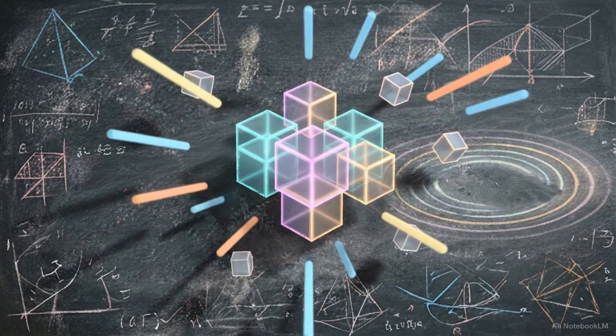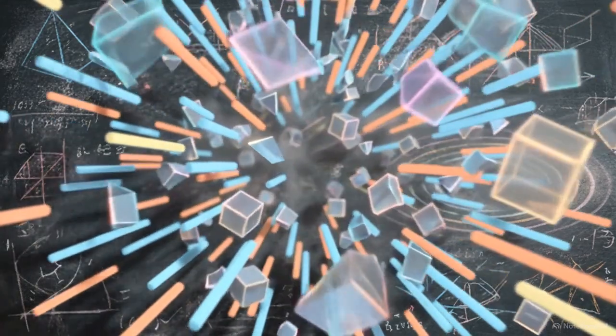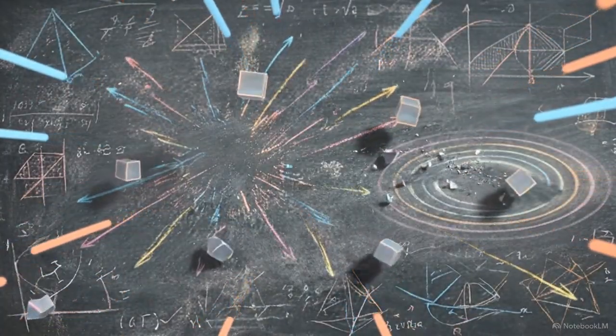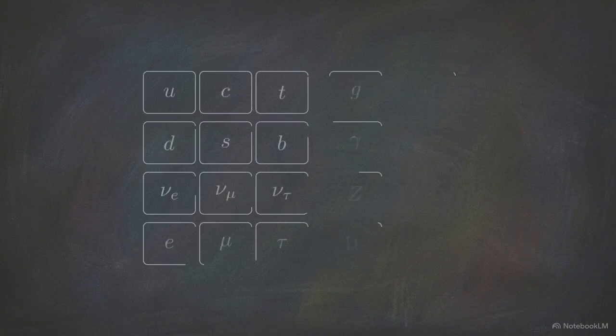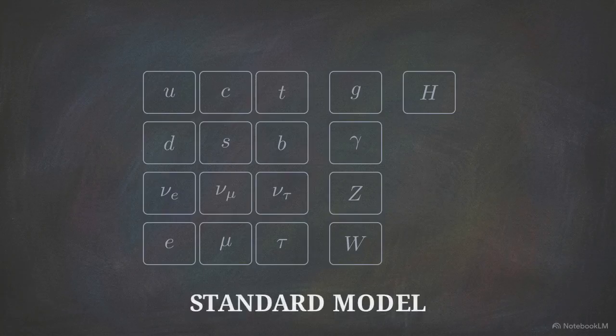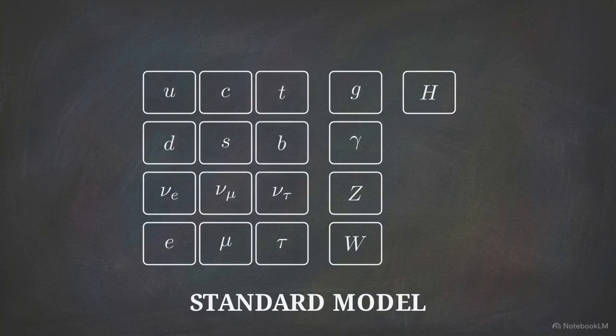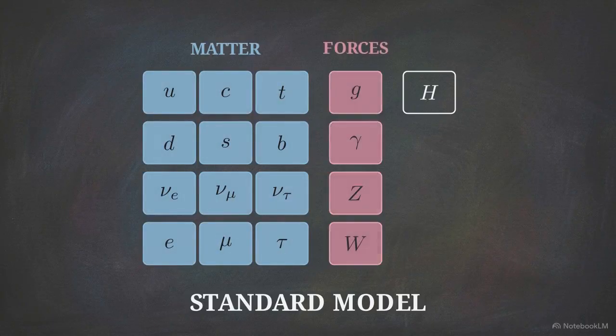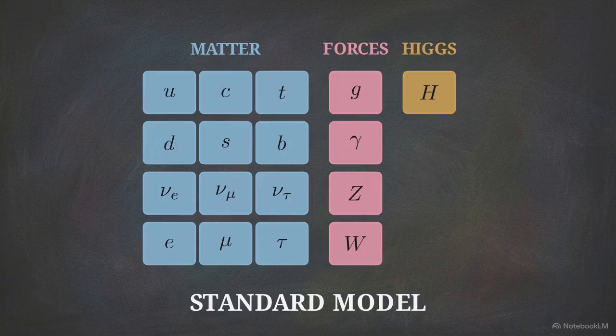We spend billions of dollars accelerating protons to nearly the speed of light, smashing them together to observe the debris. The goal is to sort the wreckage into the standard model of particle physics. On the classroom poster, reality occupies 17 boxes: 12 matter particles, 4 force carriers, and 1 Higgs boson.